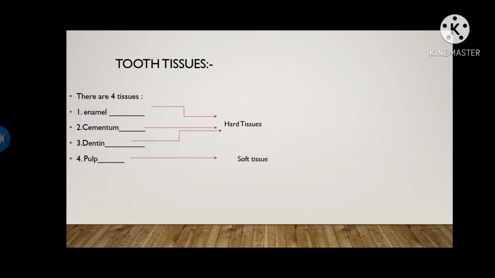It is covered by enamel on the crown portion and by cementum on the root portion, and it is surrounding the entire pulp. Pulp is the most vital part of the tissue. It is soft tissue consisting of blood vessels, connective tissue and nerves. Basically, we call it the pulp cavity. It is divided into pulp chamber and pulp canal. The pulp which is present in the crown portion is termed the pulp chamber, and that which is present in the root is termed the pulp canal.